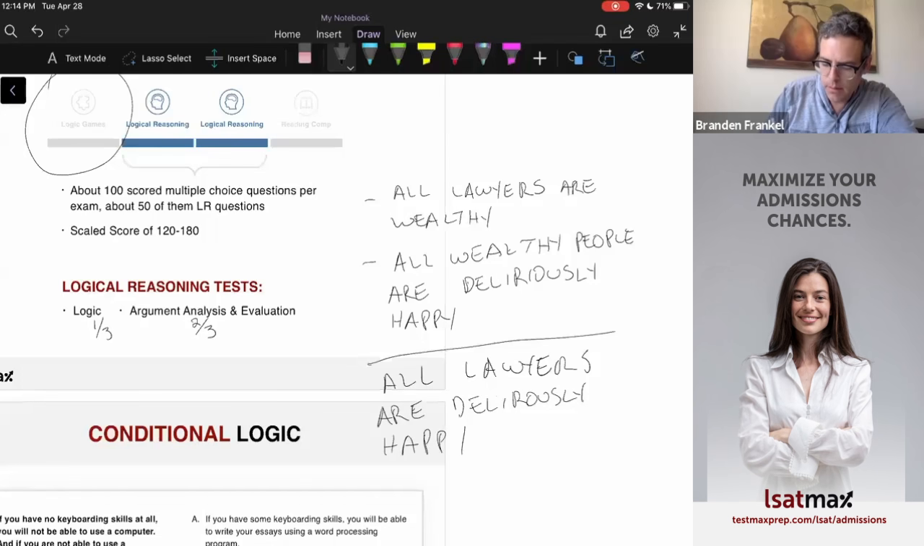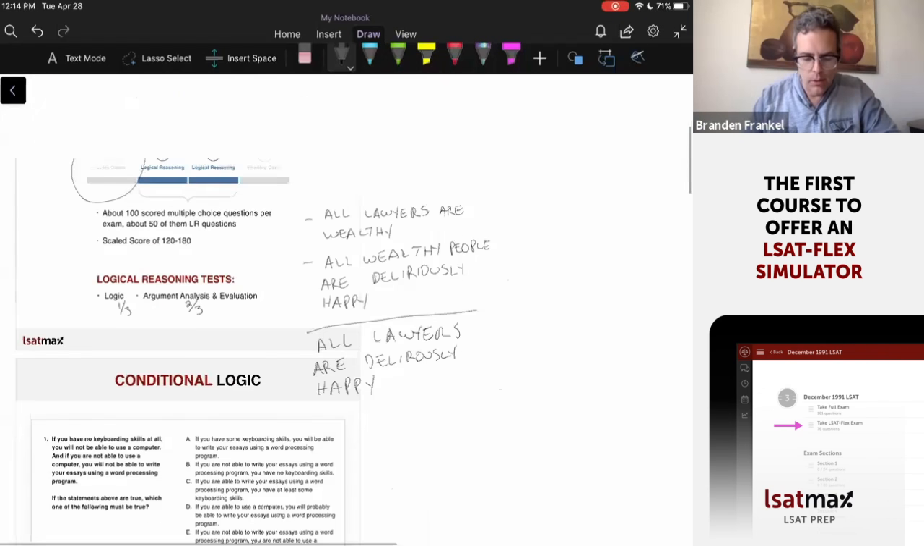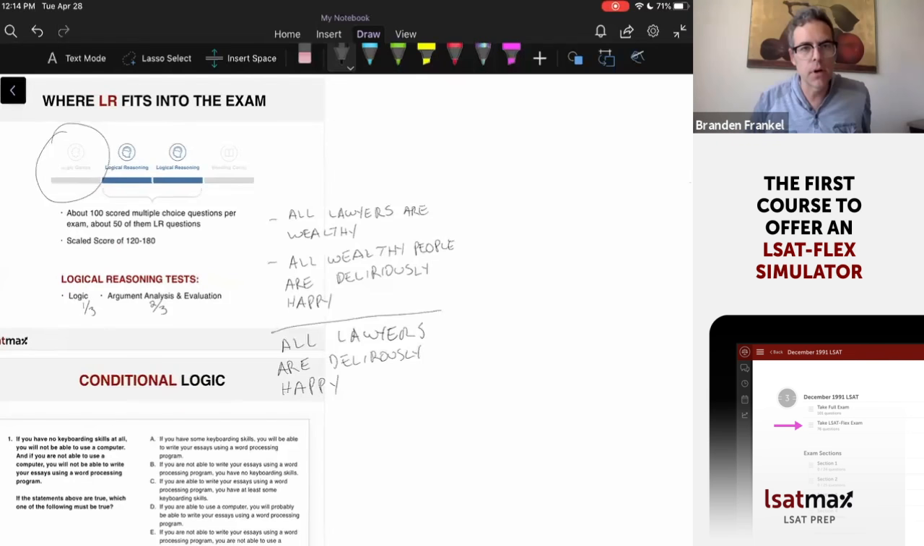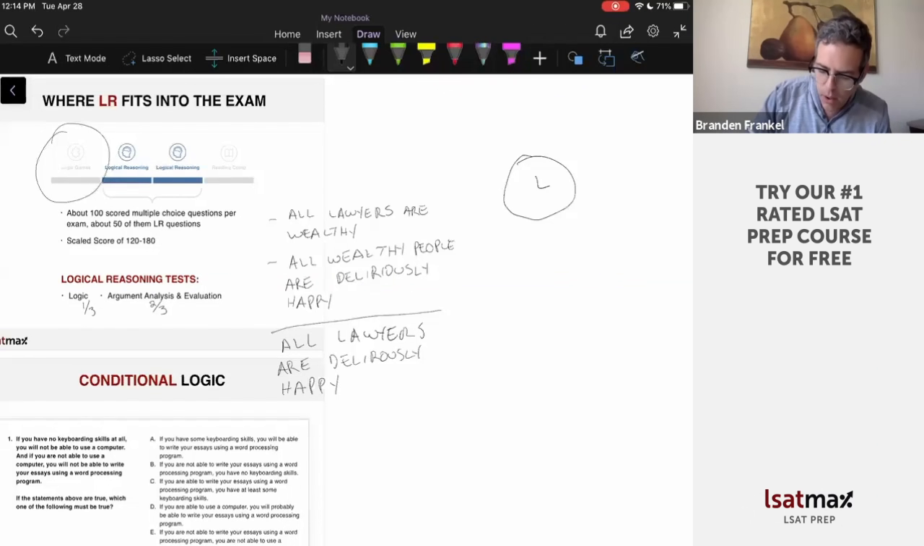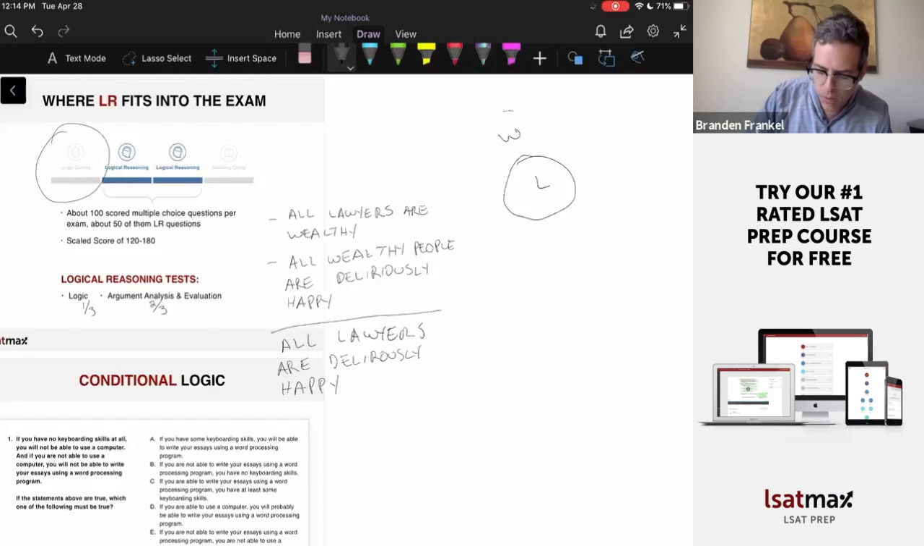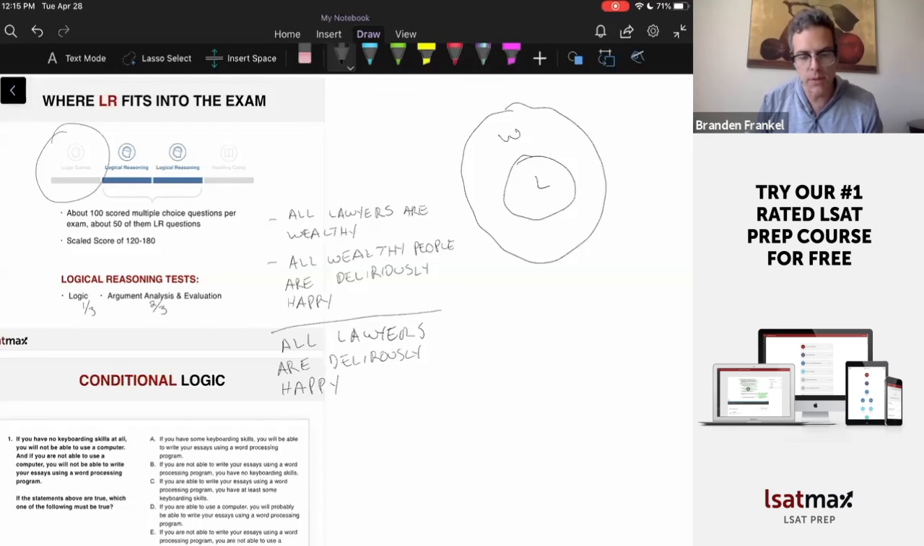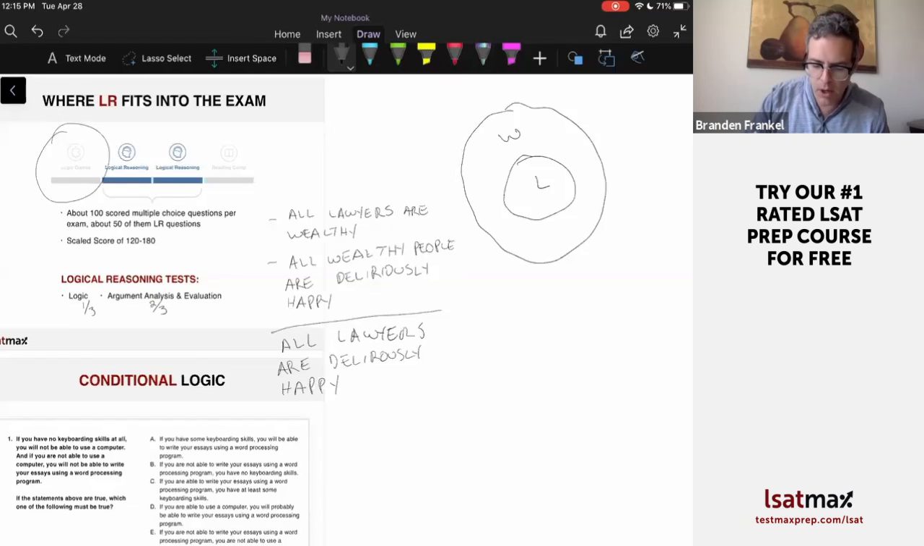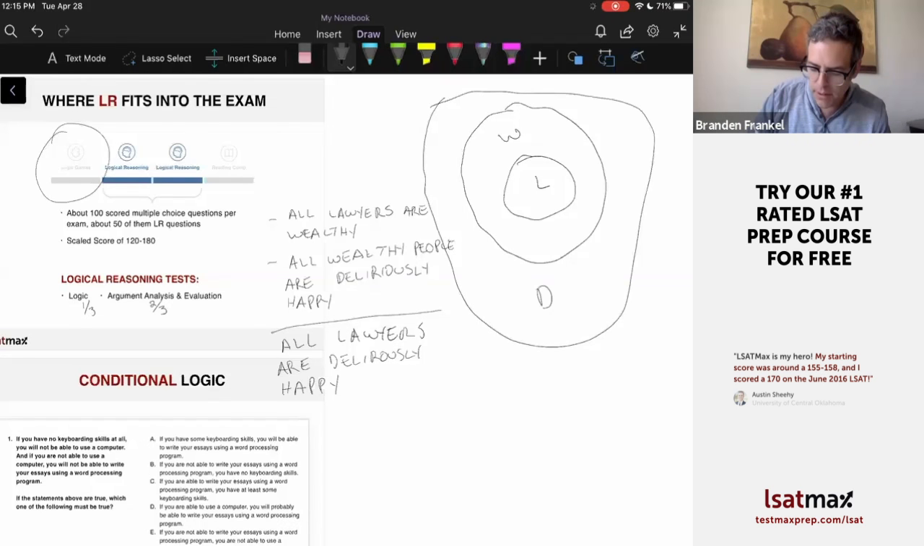Deliriously happy. So when I say all, what I'm saying is that this set of lawyers, all of them live within this larger set of people who are wealthy. So let's say of all the thousands of lawyers, we know that they live within this set of wealthy people. That's what our first statement is saying to us. The next statement is saying that all of those wealthy people live in this even bigger circle of deliriously happy people. Well, what you can tell from this is that lawyers, combining those statements, live inside that deliriously happy circle.